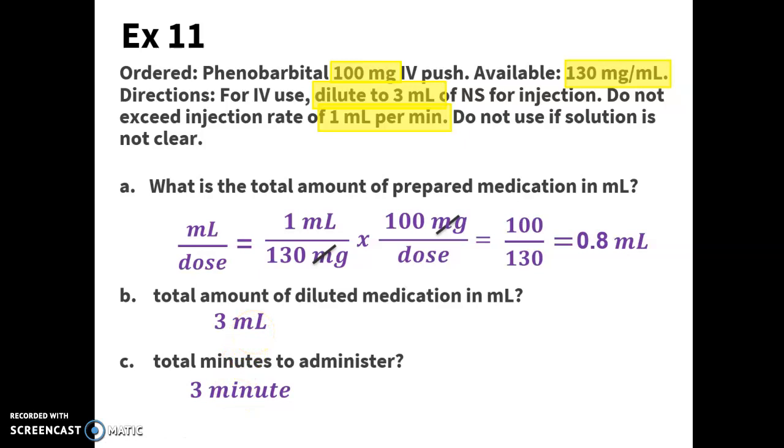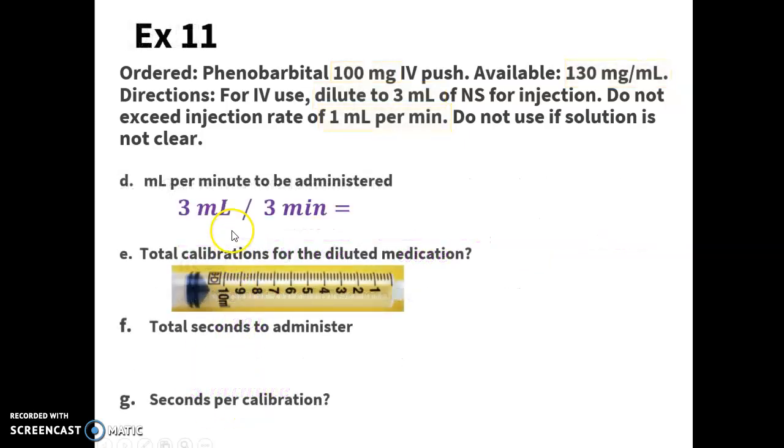Now, part D, on the next page, is going to ask, what is your milliliter per minute to be administered? So this is where we take our answer on B and C and divide them, right? We take our milliliters and divide it by the minutes. So 3 milliliters divided by 3 minutes should give us 1 milliliter per minute. Now, that is the injection rate that they gave us, right? Do not exceed an injection rate of 1 milliliter per minute. So, yeah, we kind of knew that one going in, but we can verify that too. All right, so that was your first method.